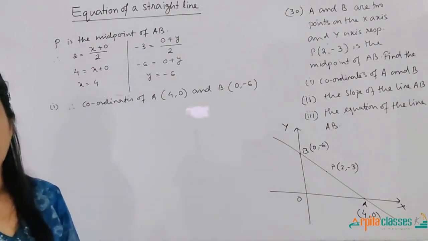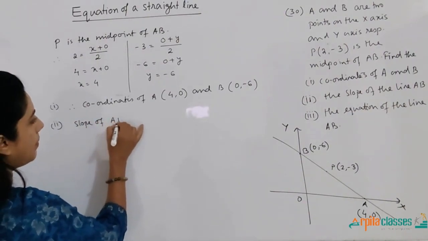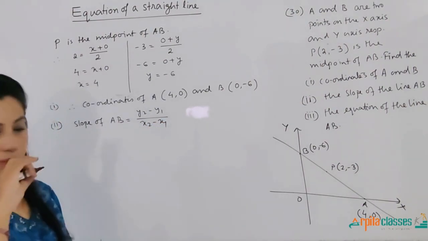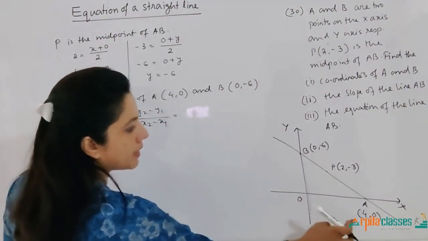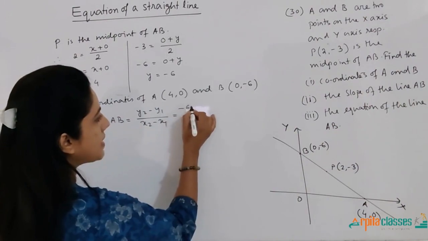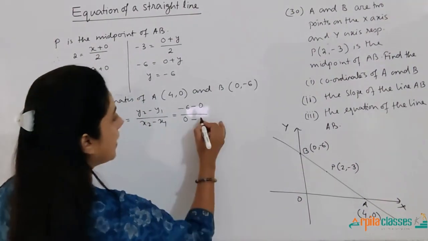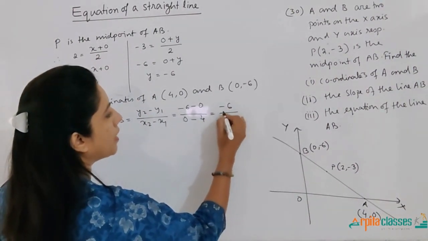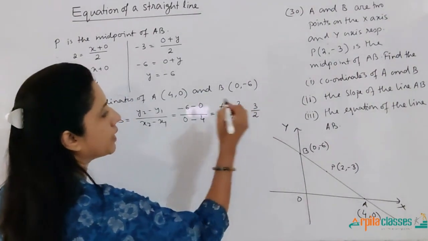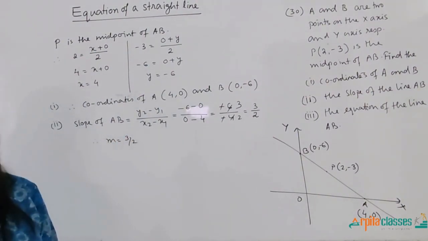Second point, the slope of the line AB. So now we can get the slope of the line by the formula. Slope of AB is (y2 minus y1) upon (x2 minus x1). This is the formula for the slope. So now if I consider this is my (x1, y1), this is my (x2, y2). So y2 is minus 6 minus y1, that's 0, divided by x2 which is 0 minus x1, that's 4. So it is minus 6 upon minus 4, minus minus gets cancelled, 3 by 2. So 3 by 2 is the slope of the line. Therefore, m is equal to 3 by 2, slope of the line.